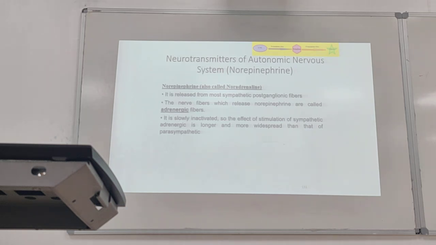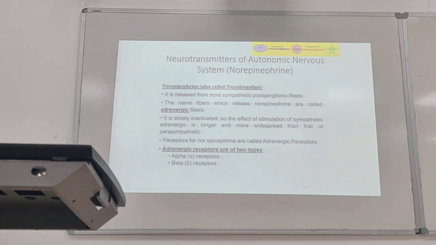All right, finally, receptors for norepinephrine are called adrenergic receptors. Like in acetylcholine, we had cholinergic receptors. In cholinergic receptors, we had two types, muscarinic and nicotinic. Here we have two types, alpha receptors and beta receptors. This is what I told you.